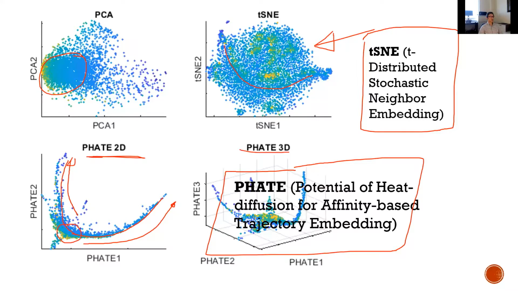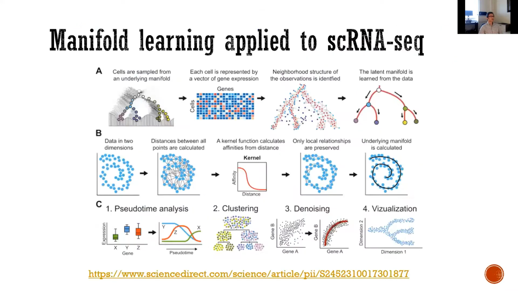PHATE can also do 3-dimensional. So I'm going to mention PHATE in a little bit more detail, and the whole idea is based on manifold learning. The manifold is a mathematical structure, and you can imagine that a structure can be used to describe very complex relationships among data points.